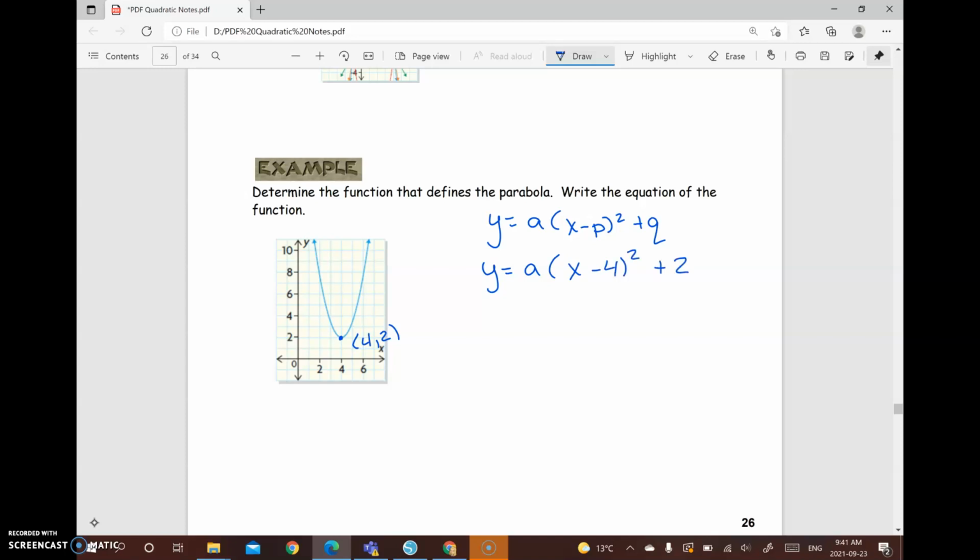So right now I still have three variables. I have y, a, and x. Now I need to figure out what a is. I can't just grab that from the graph. But if I look at my other variables, y and x, I can find a y and x with that graph. So if I just use any kind of point, I can plug that into my equation and solve for what a would be.